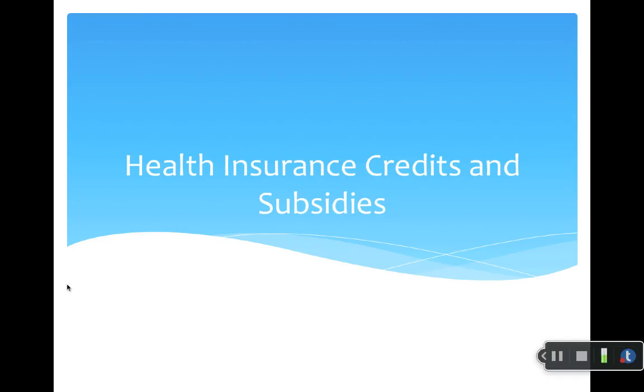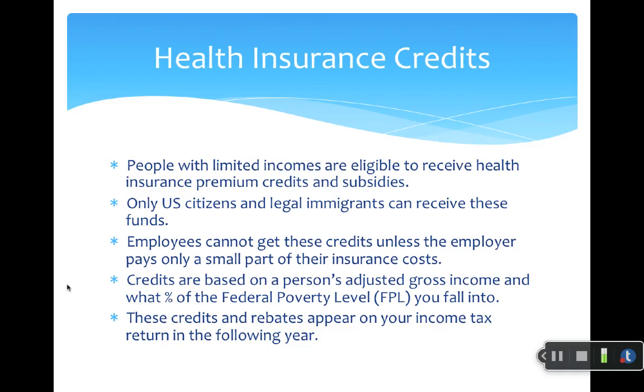Now, health insurance credits and subsidies. Again, as I mentioned, this was something that was challenged in the Supreme Court because the question was, can the federal government provide a rebate, provide a credit to individuals in their respective states for buying health insurance through these health insurance exchanges, either at the federal level or at the state level? So people who have limited incomes, who are between 138% of the federal poverty level and 400% of the federal poverty level, are eligible for premium credits and subsidies.